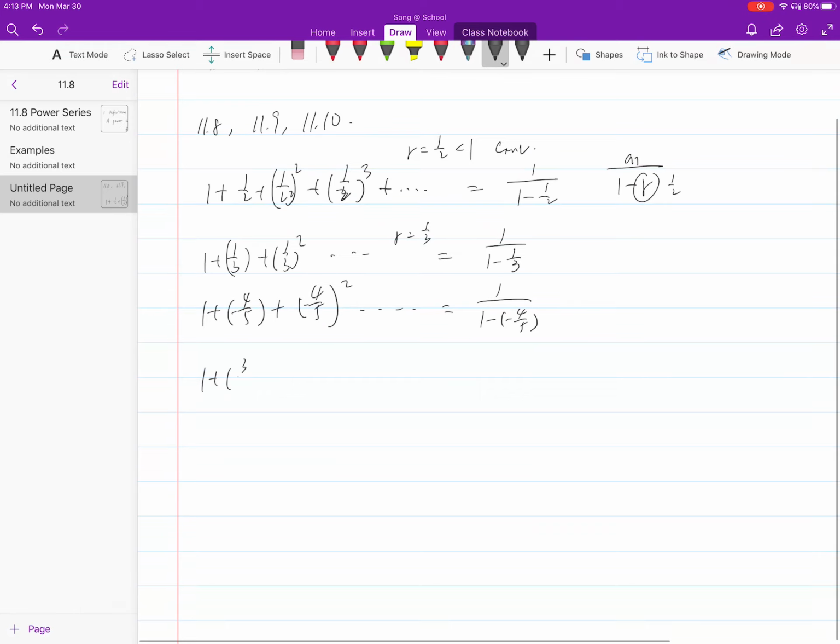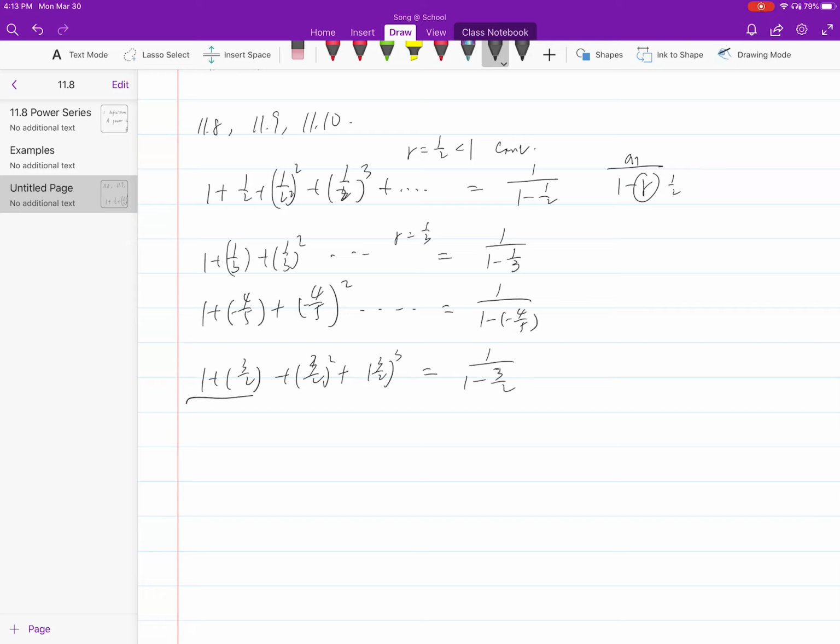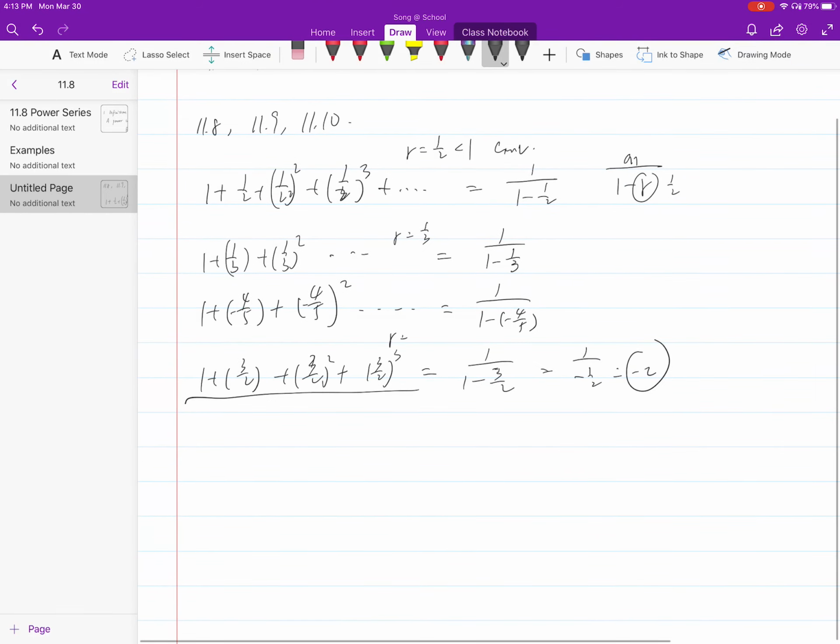Finally, 1 plus 3/2 plus (3/2) squared plus (3/2) cubed, dot, dot, dot, equals 1 over 1 minus 3/2. Well, notice on the left, every single term is positive, but on the right, what you have is 1 over 1 minus 3/2, which is 1 over negative 1/2. This gives you a negative 2, which is a negative number. This is very counterintuitive until you realize r equals 3/2. This is divergent, and because it's divergent, you actually cannot write down anything up to here.